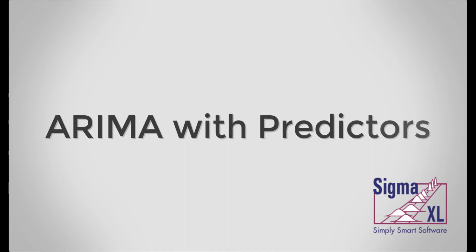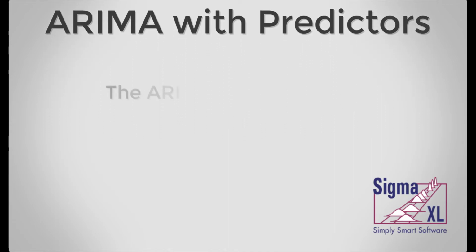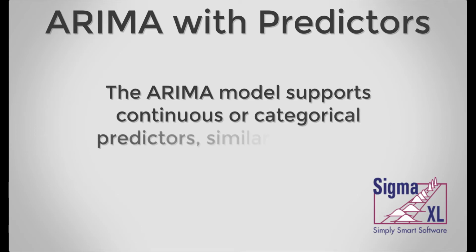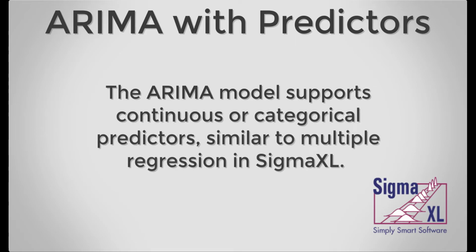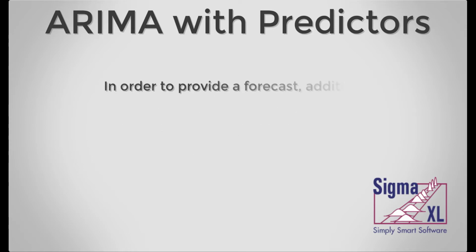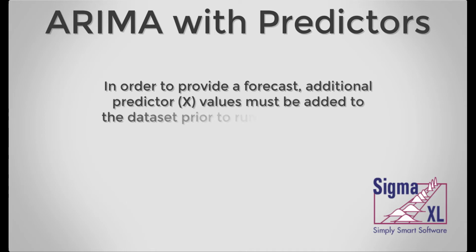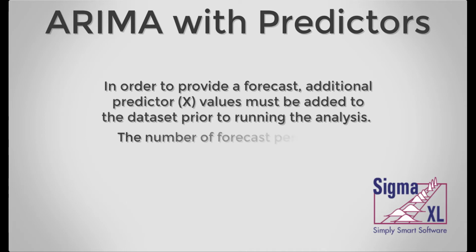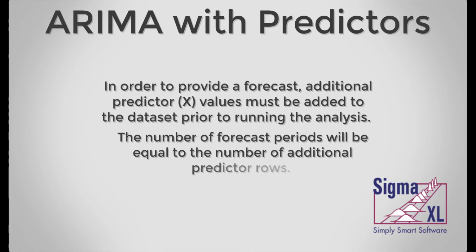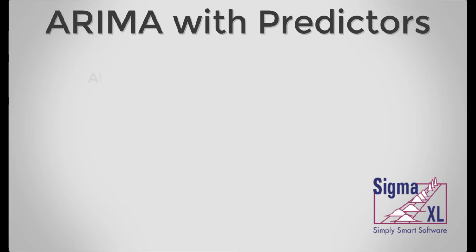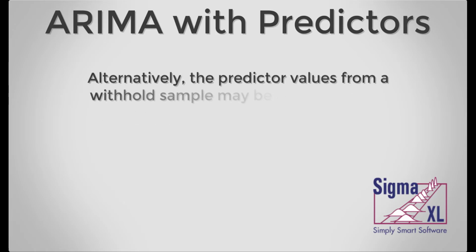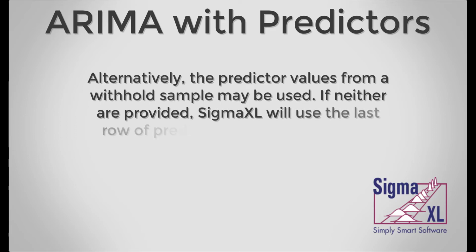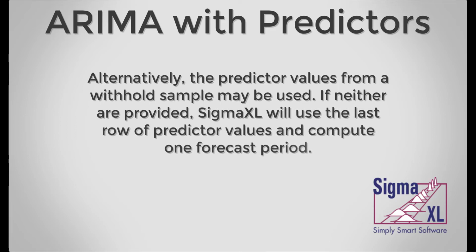Now we'll introduce ARIMA with predictors in order to analyze the demand data. The ARIMA model supports continuous or categorical predictors, similar to a multiple regression in SigmaXL. In order to provide a forecast, additional predictor values must be added to the dataset prior to running the analysis. The number of forecast periods will be equal to the number of additional predictor rows. Alternatively, the predictor values from a withhold sample may be used. If neither are provided, SigmaXL will use the last row of predictor values and compute one forecast period. For more details, see the SigmaXL workbook.